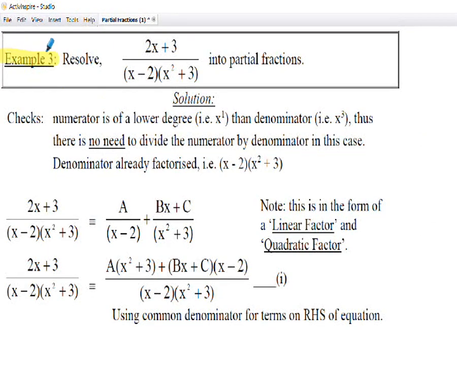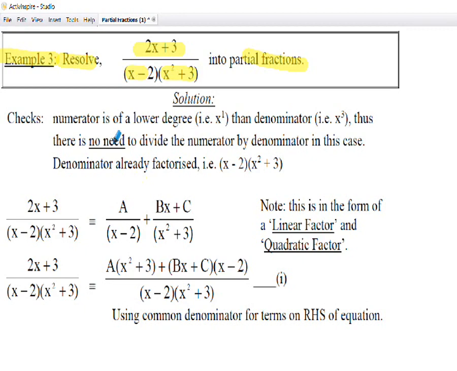Example 3 here, we're asked to resolve the expression 2x plus 3 over x minus 2 times x squared plus 3 into partial fractions. We do our checks again. Is the numerator lower order than the denominator? Yes, it is. We've got an x to the 1 on the top, and if you expand the bracket at the bottom, you get an x cubed, so that's satisfied. And we're already in bracketed terms in the bottom line, so we've already done as much factorization as we can.